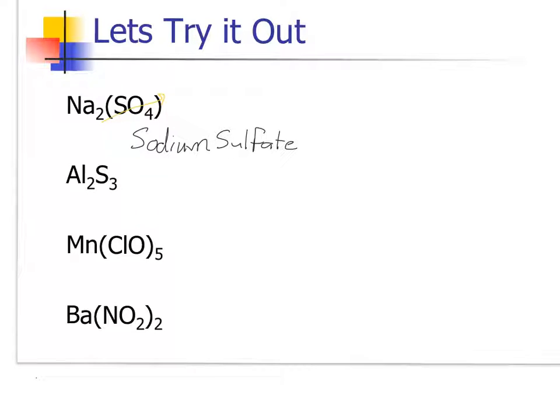The next example, we have 2 numbers, so I'm going to do a reverse crisscross for both of them. And I see that it's Al2S3, so the 2 goes on the sulfide. Does that make sense? Looking at my periodic table, oh look, it does. And so I have aluminum sulfide.